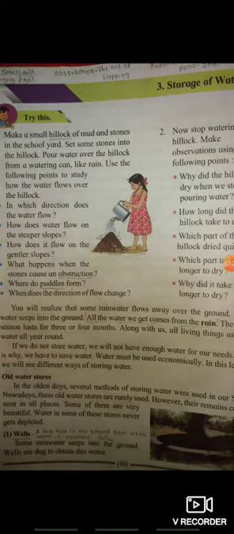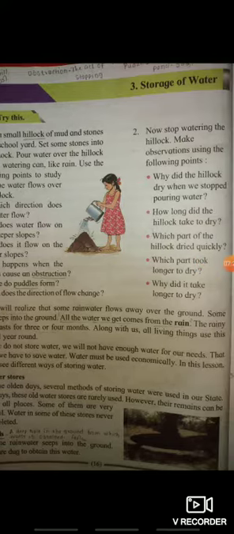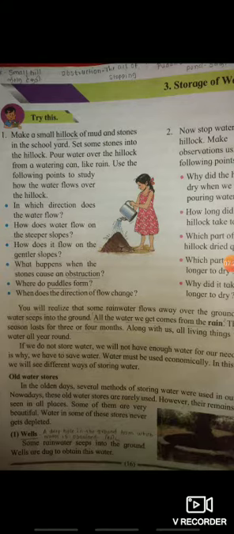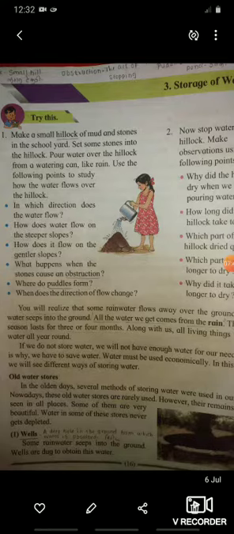However, their remains can be seen in all places. Some of them are very beautiful. Water in some of these stores never gets depleted. Depleted means does not get spoiled. So the first way we can store water is wells.